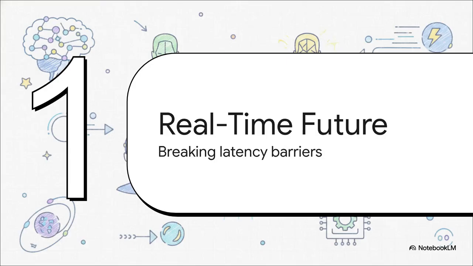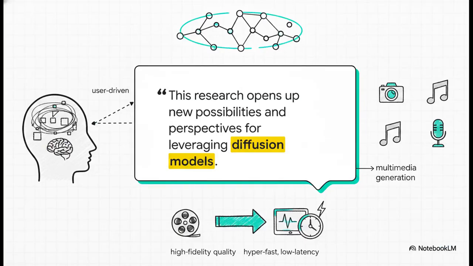Which brings us to our final takeaway. Section 6, the real-time future. As the researchers themselves put it, this research opens up new possibilities and perspectives for leveraging diffusion models in time-sensitive, user-driven multimedia generation scenarios. What they've essentially done is bridge that seemingly impossible gap between the cinematic, high-fidelity quality of a diffusion model and the hyper-fast, low-latency operational demands of real-time software.